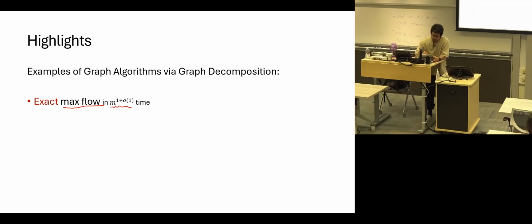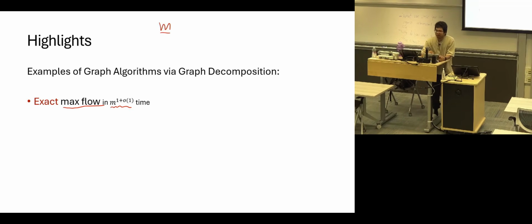Throughout the whole course, I will use m for the number of edges in the graph, and n for the number of vertices. And this is basically almost linear time. It's m^(1+o(1)), a little o(1) in the exponent.